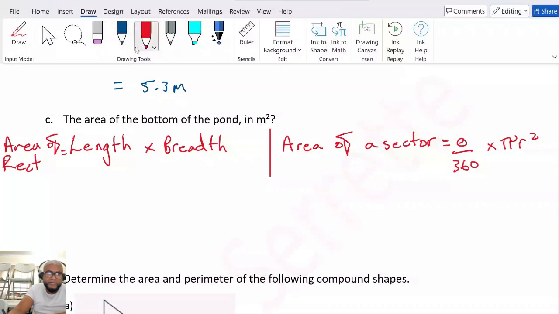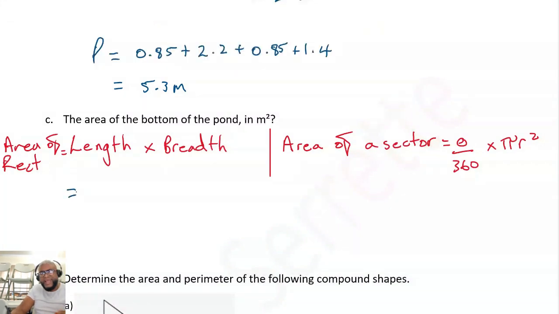Right? There we go. I'm not feeling to scroll back up. Somebody just give me the dimensions here. What's the length and breadth of the rectangle? Anybody? 0.85 and 1.4 meters. All right, and this works out to be what? What's the area?